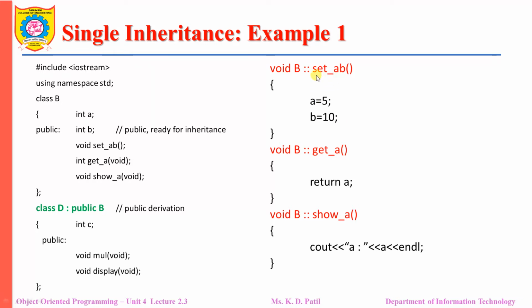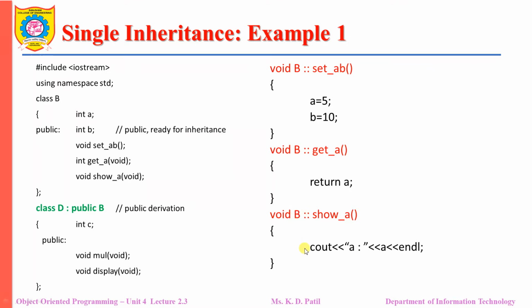Here we have the first member function, setAB. It belongs to class B. B followed by the scope resolution operator indicates that setAB belongs to class B. Now, this setAB function is assigning the values 5 and 10 to A and B respectively. What is getA doing? getA belongs to class B and it is returning the value of A. showA is displaying the value of A on the screen, which belongs to class B.